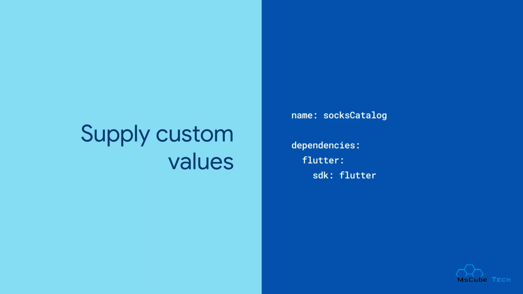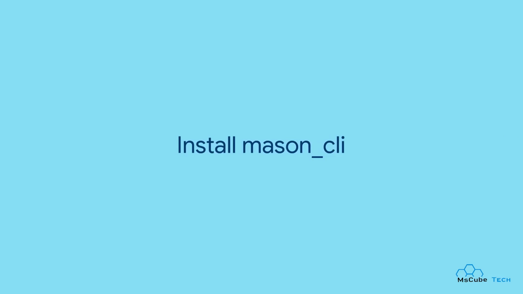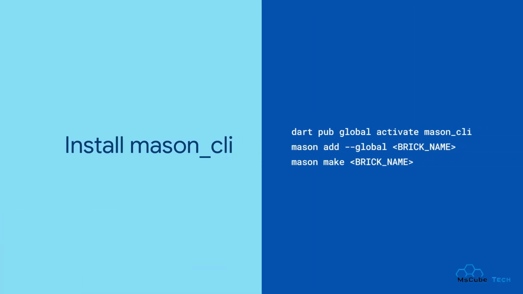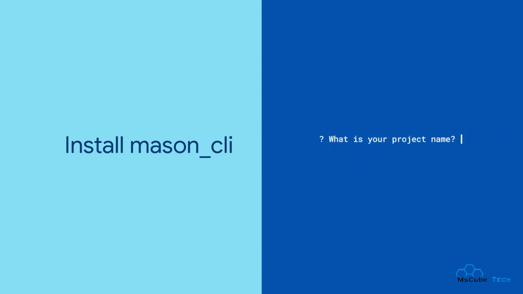But how does Mason know your project's name, or whether you're using Firebase? Enter Mason CLI, which is sort of like Flutter Create, but more flexible because it uses Mason and custom bricks. After installing it, you can run Mason make with the name of a brick, and Mason will read the brick's manifest file and ask you some questions. In this case, it'll want to know your project's name and whether you're using Firebase. Mason CLI supports a variety of data types, including strings, booleans, numbers, and enums.